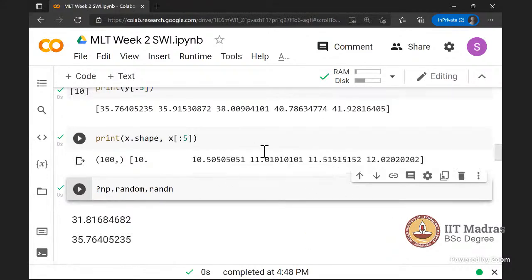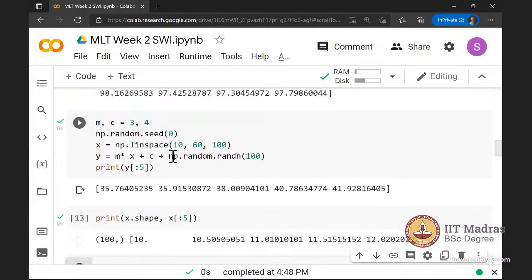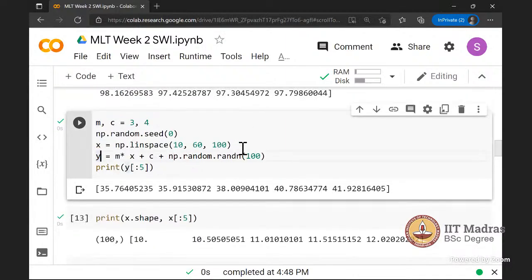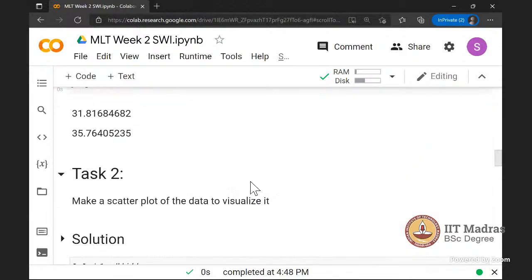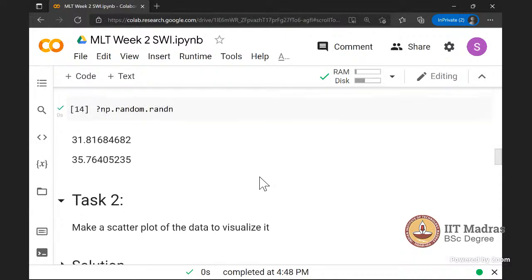All right, let's proceed. Now that we have generated data points, which are situated in variables x and y, the next thing is to visualize. Now take 2 minutes and write code to visualize x and y.